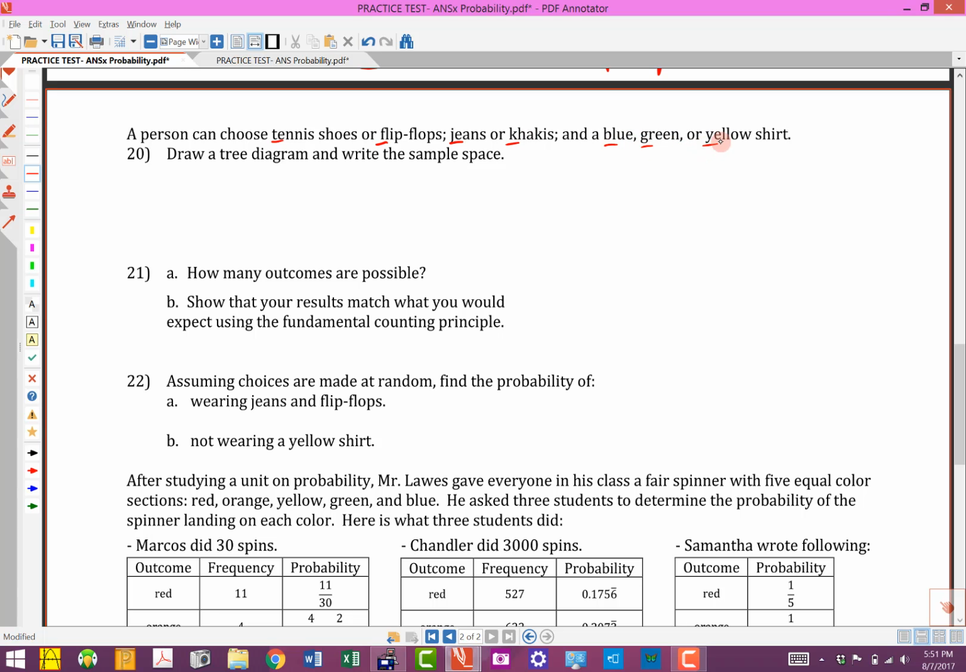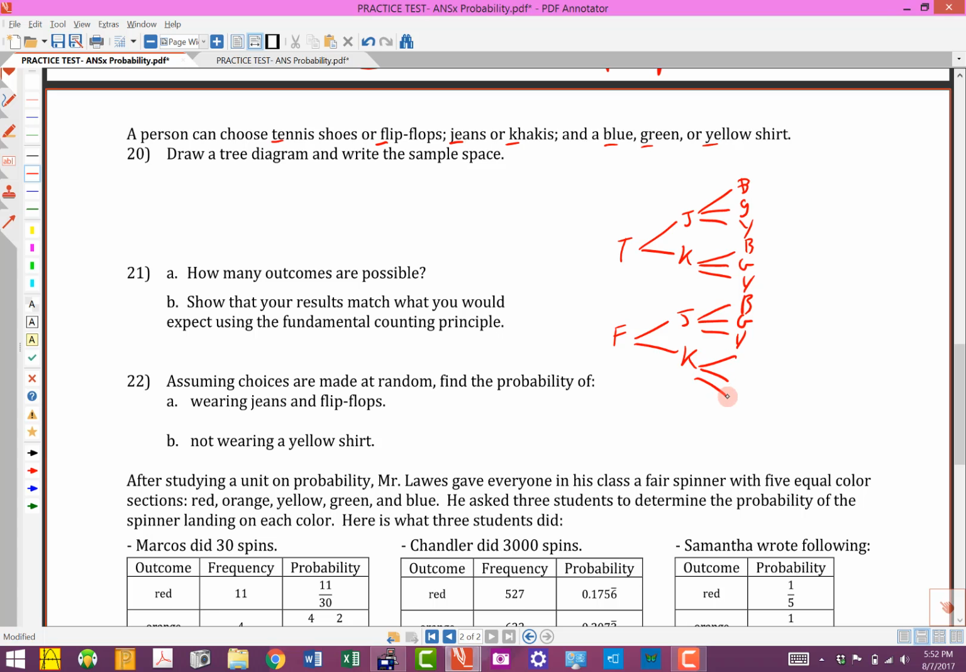Now, we want to make sure we've got enough space, so I'm going to do tennis shoes or flip-flops. So we're going to do a T here, and we're going to do an F there. Notice that I've got enough space here. And then off that, we're going to choose either, let's see, jeans or khakis. Jeans or khakis. And then we've got to choose a shirt. We've got to choose one of 3 shirts. So this is going to be a blue, a green, or a yellow. Blue, green, or yellow. Same thing here, blue, green, yellow.